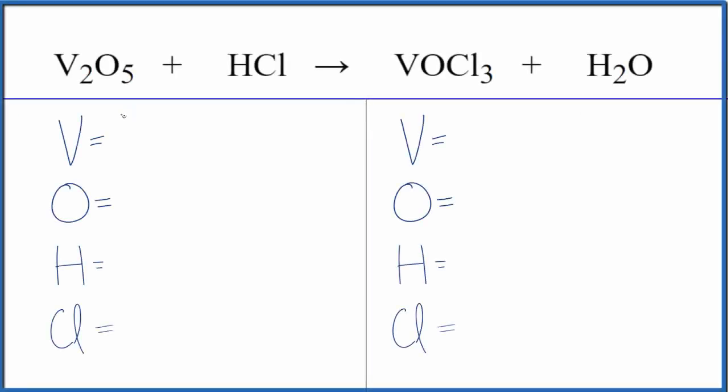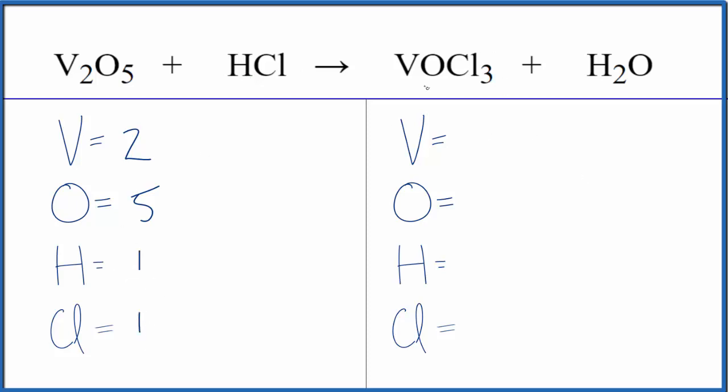So if you're asked to balance this equation, we have V2O5 plus HCl. Here's how you do it. Let's first count the atoms up, then we'll balance the equation. 2 of these vanadium atoms, 5 oxygens, 1 hydrogen, and 1 chlorine.